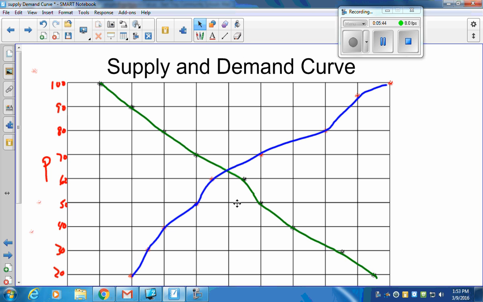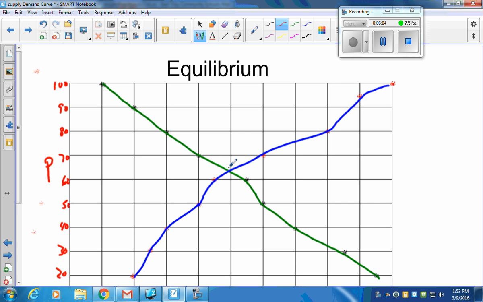We take those two charts, and where they come together, this point right here becomes very important to us. That is the price that we can most likely sell our good at. That price is called the equilibrium. Equilibrium is just the term for where the supply curve and the demand curve meet.